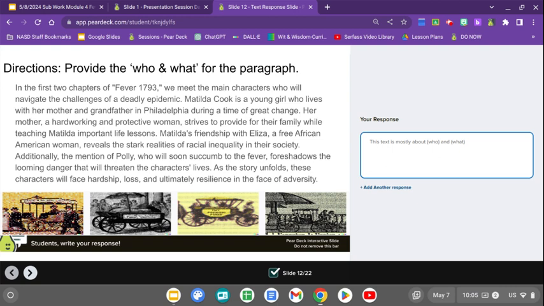In the first two chapters of Fever of 1793, we meet the main characters who will navigate the challenges of a deadly epidemic. Matilda Cook is a young girl who lives with her mother and grandfather in Philadelphia during a time of great change. Her mother, a hardworking and protective woman, strives to provide for their family while teaching Matilda important life lessons. Matilda's friendship with Eliza, a free African American woman, reveals the stark realities of racial inequality in their society. Additionally, the mention of Polly, who will soon succumb to the fever, foreshadows the looming danger that will threaten the characters' lives. As the story unfolds, these characters will face hardship, loss, and ultimately resilience in the face of adversity.